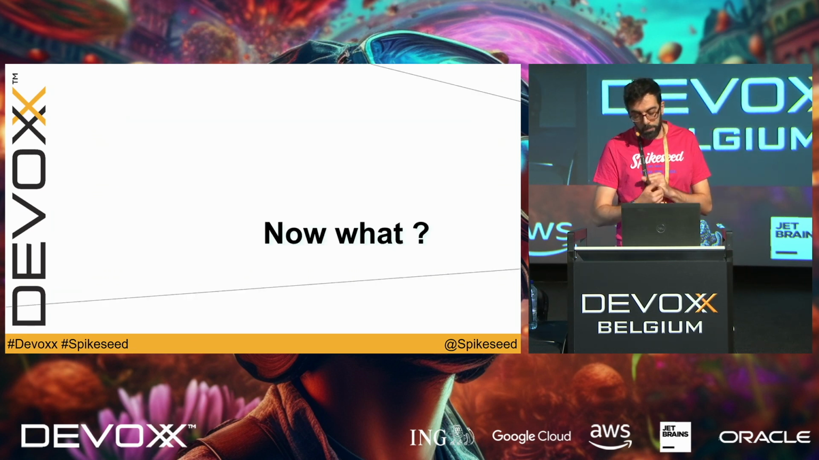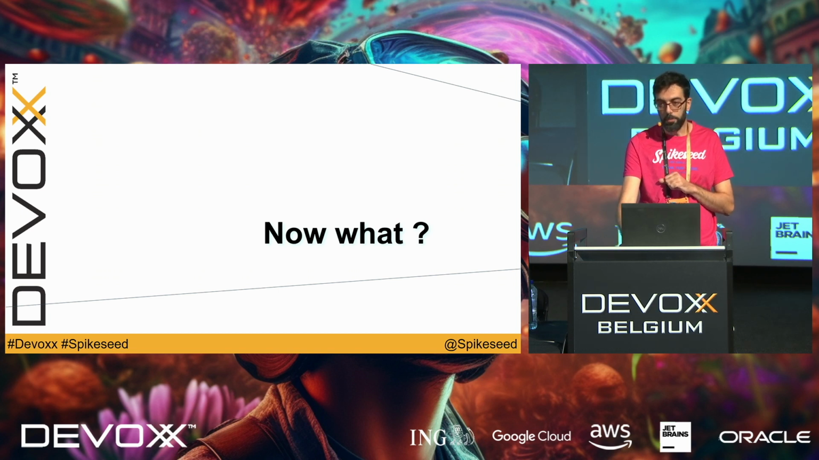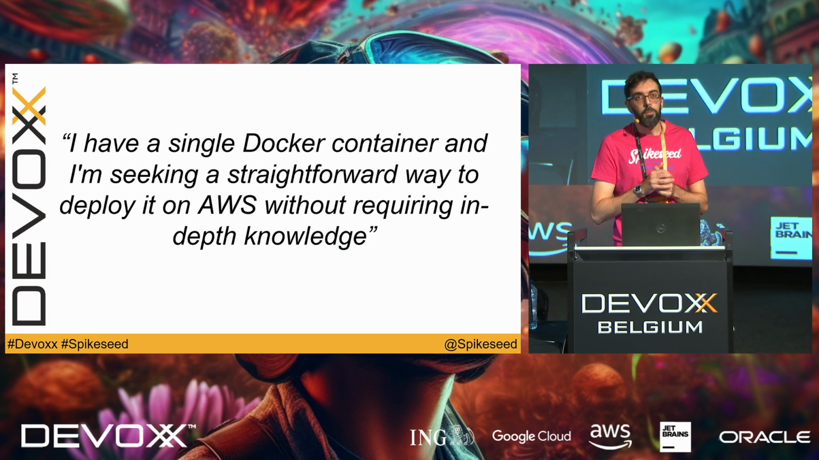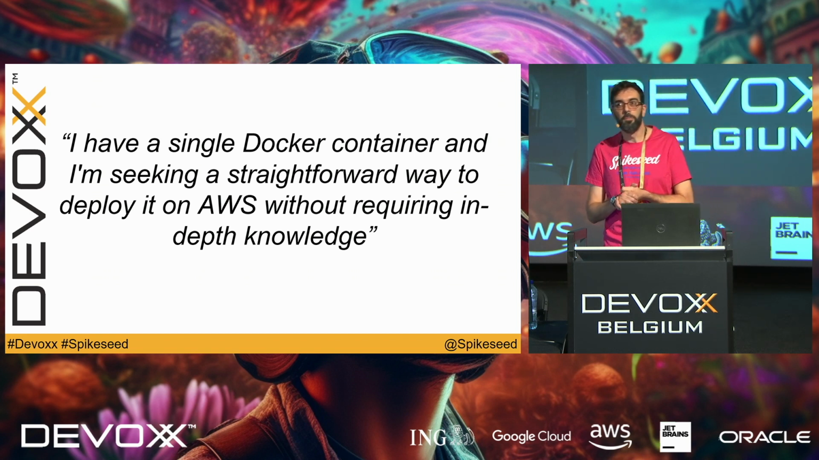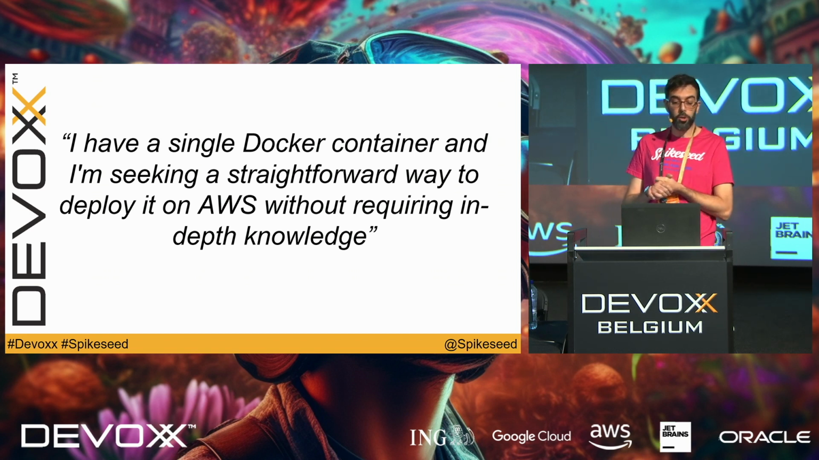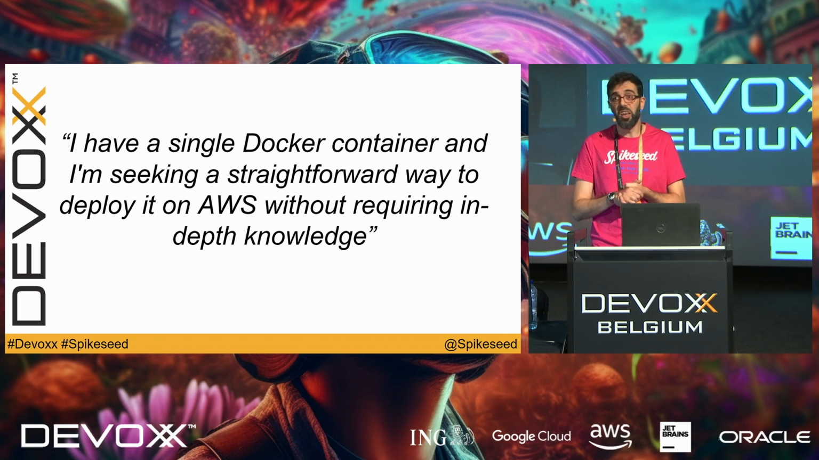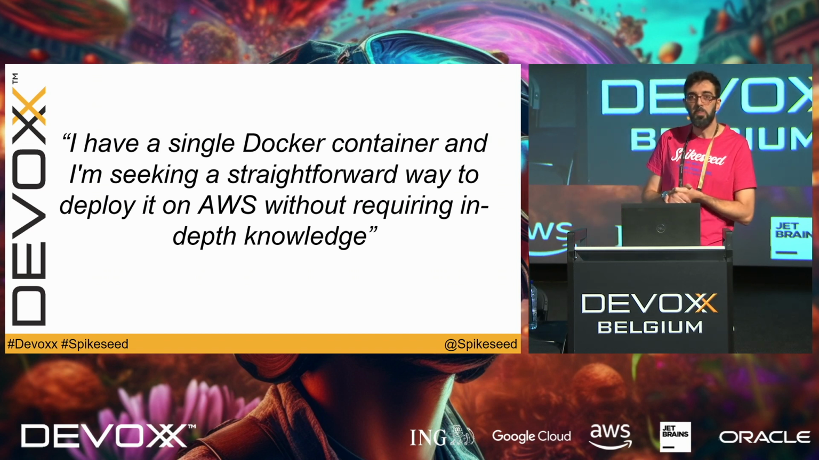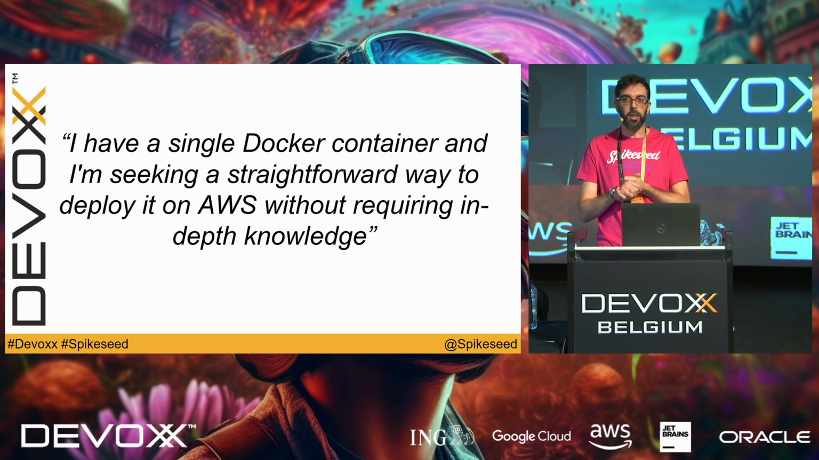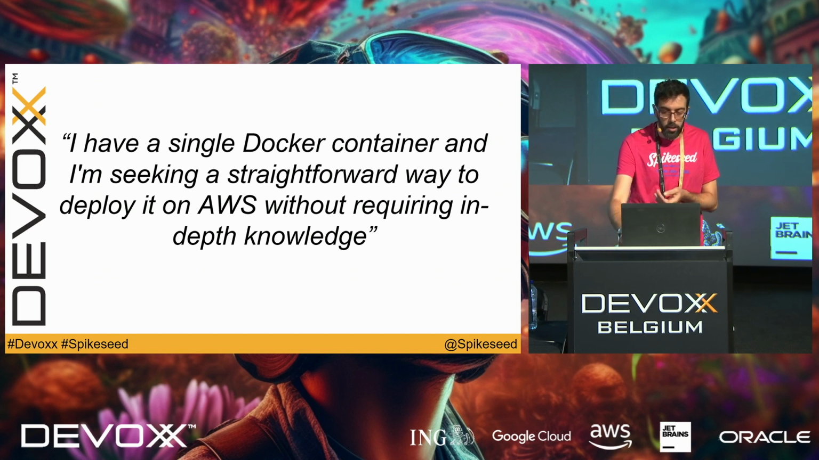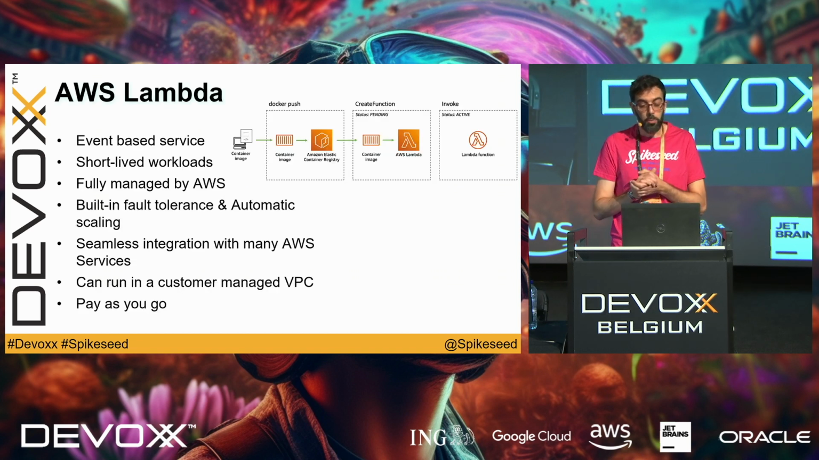OK, now what? Let's have a look at a few use cases, right? So, first one, the simplest and straightforward. I have a single container, and I'm looking for a straightforward way to deploy it in AWS. Perhaps I don't have much AWS knowledge, maybe not at all. I don't know, I want to run a demo, whatever purpose, right? I want to have a container running on AWS. So for this, we have a couple of options.